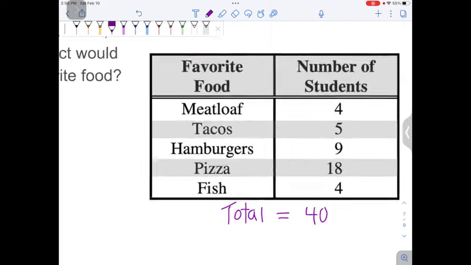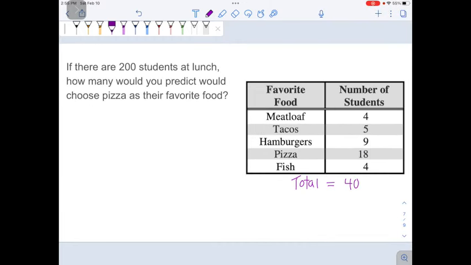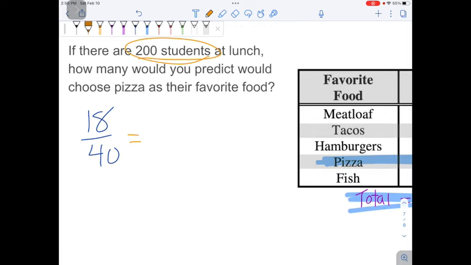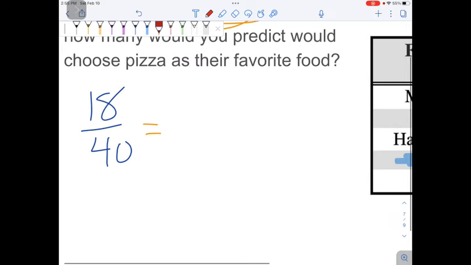But we can use this experimental probability to find out how many would probably pick pizza if there were 200 students. Let's back up a step. I can see pizza is 18 out of 40, so I'm going to write that as a fraction, 18 out of 40. But we don't really want to talk to 40 students. We want to talk to 200 students, so we'll write 200 on the bottom.